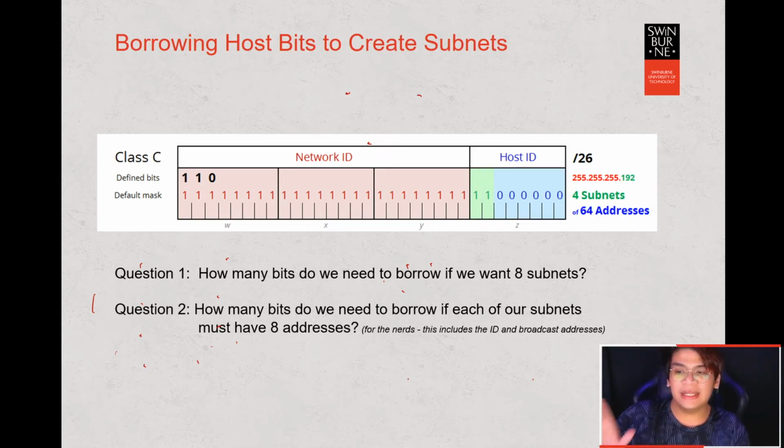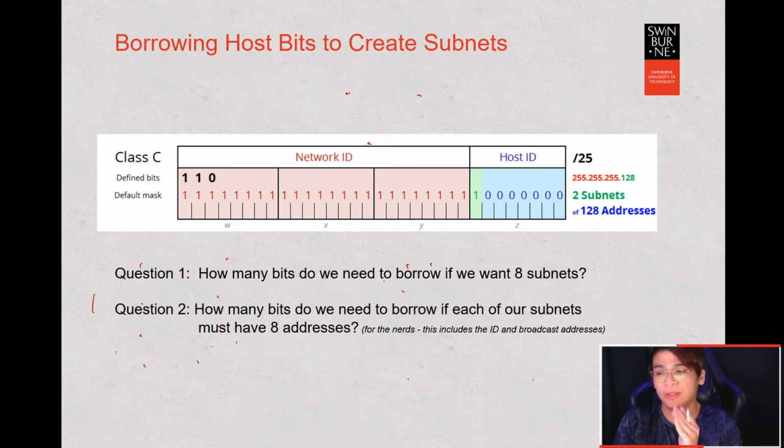In this case, it includes the ID and the broadcast address. Alright, for the number 8, 8 addresses includes the broadcast ID and the network address. In each of that, for the question 2 addresses, try to borrow as much as possible and maximize it until you only get 8 addresses in total.